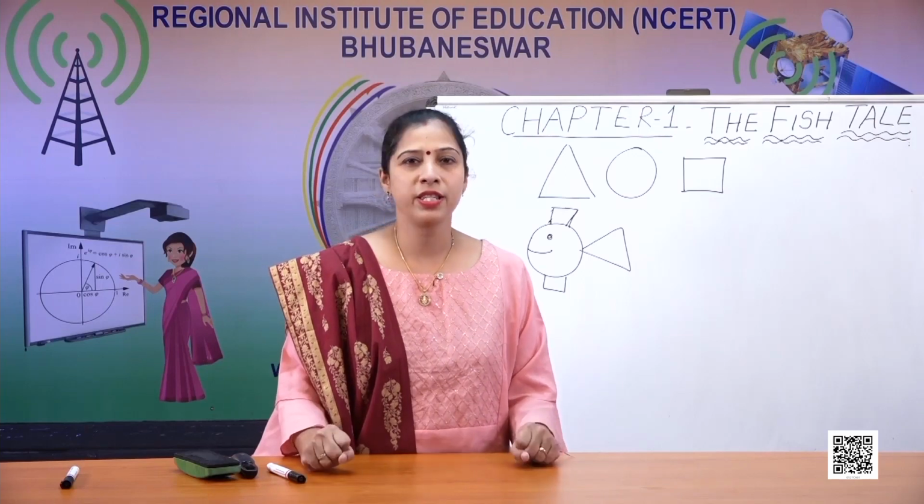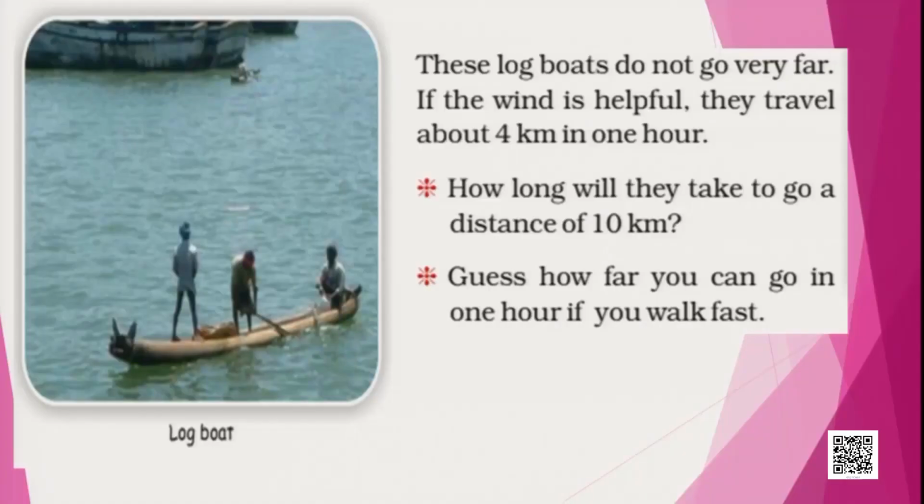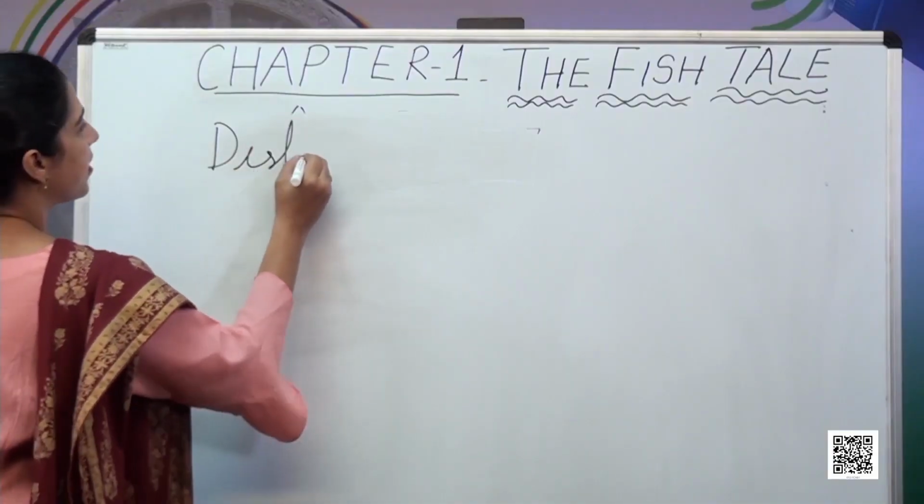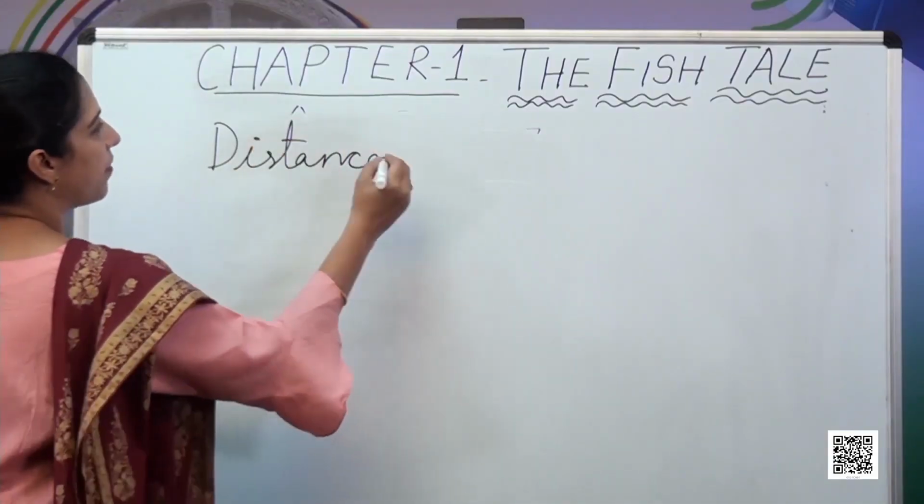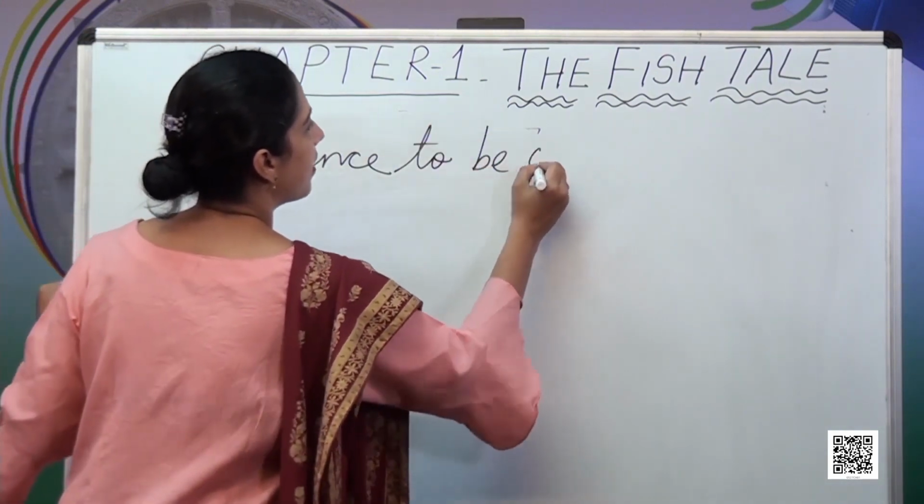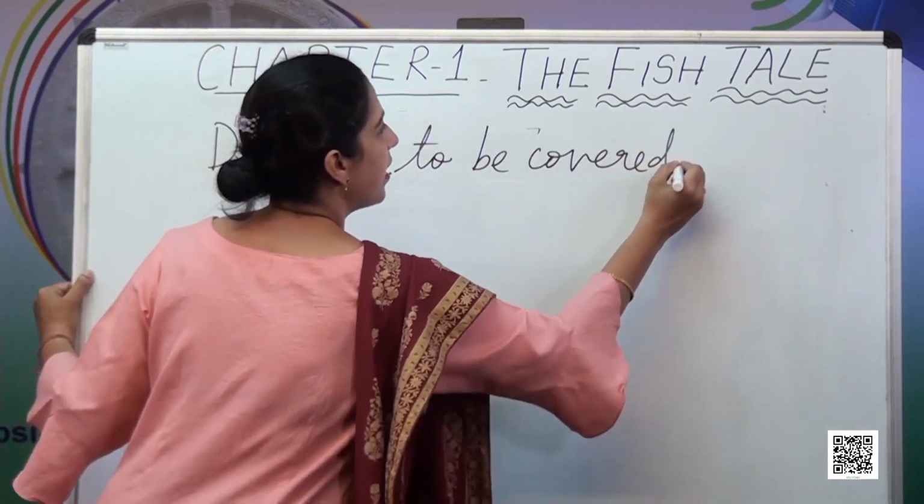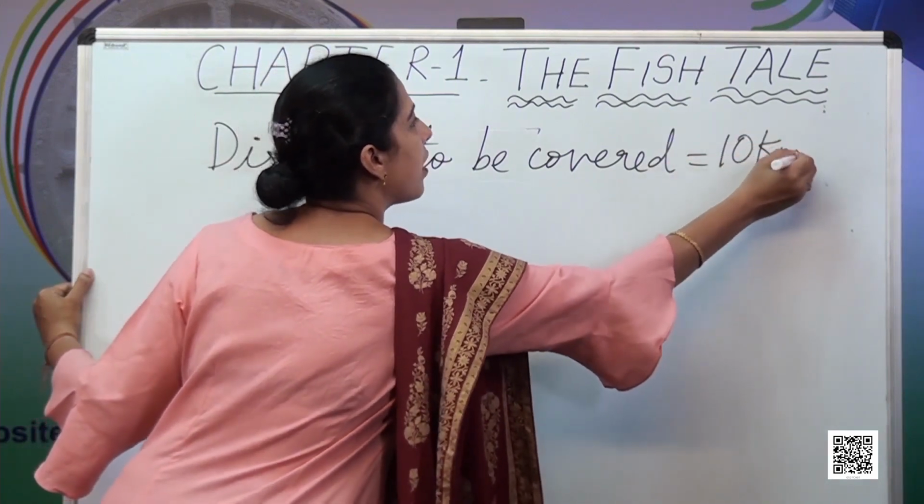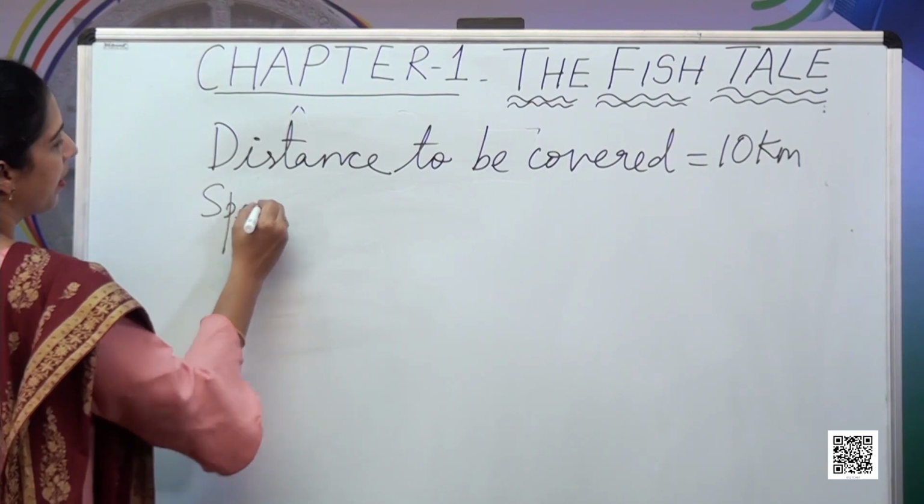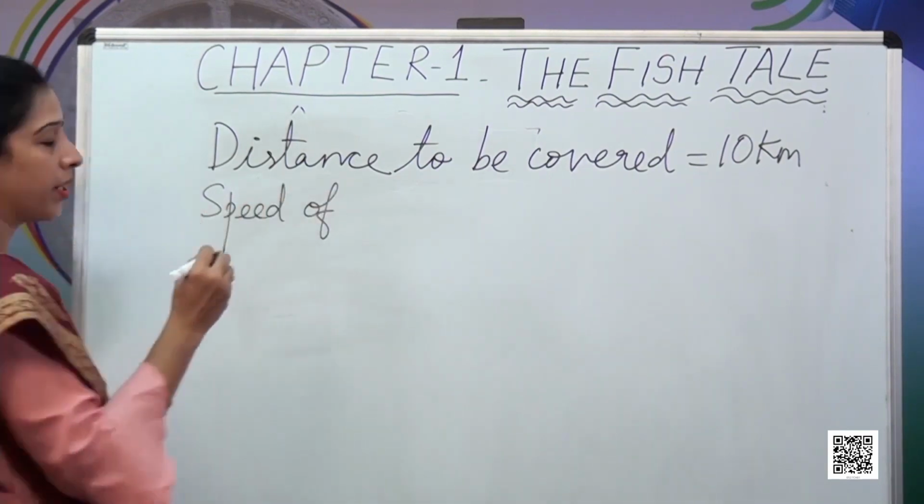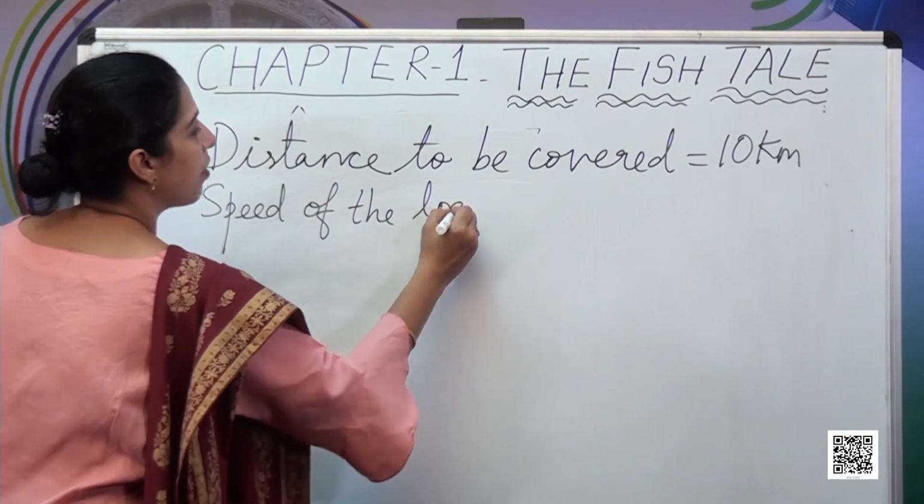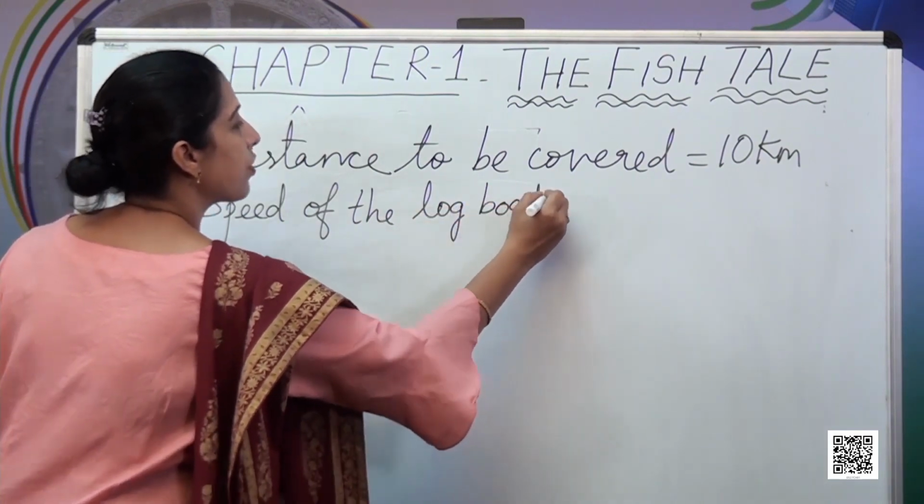So the question is, how long will they take to go for a distance of 10 kilometers? So let's find out. The distance they have to cover is 10 kilometers. So distance to be covered is equal to 10 kilometers. And the speed of the log boat is 4 kilometers.